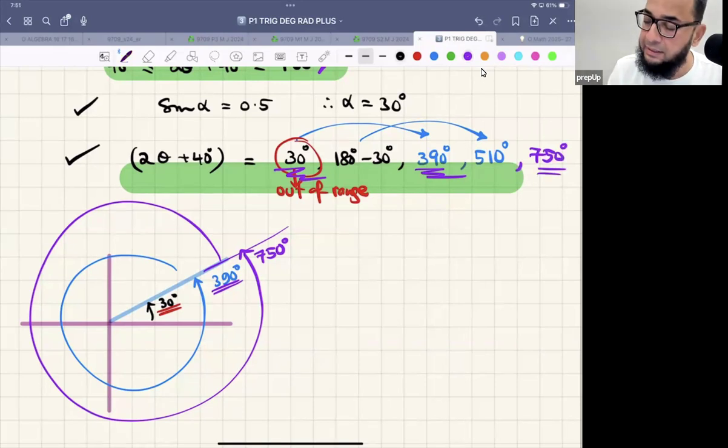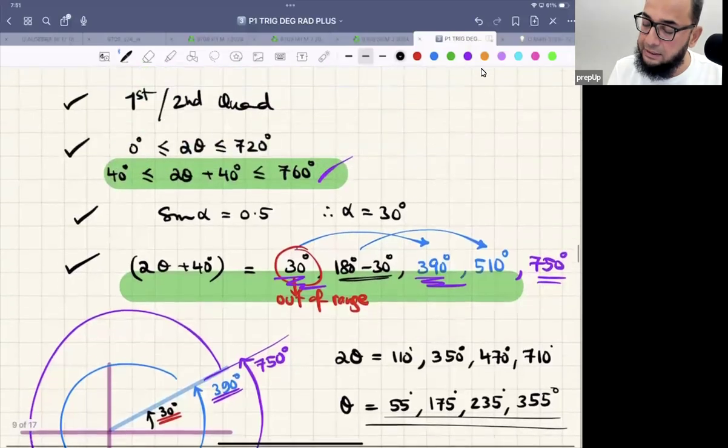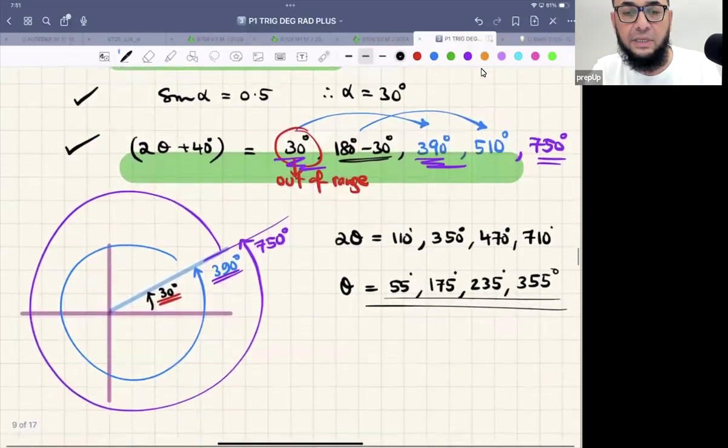So now make theta the subject. So 2 theta is equal to 150 minus 40. This is 150 by the way, that is 110, 390 minus 40, that is 350 degrees, this is 470 degrees, this is 710 degrees. Make theta the subject, that is 55, that is 175, this is 235, this is 355. All the final answers should be within this range, and that's how this question is completed.